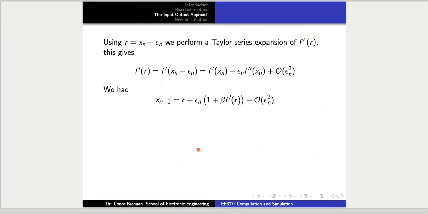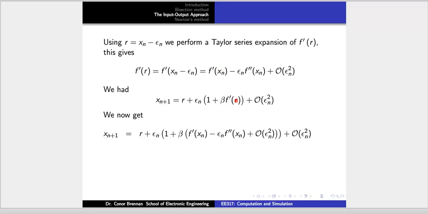Well now, how does this help us? A lot. Because this is what we had. Our new estimate, x n plus 1, was equal to the root that we wanted, plus the previous error multiplied by 1 plus beta f dash r. And we wanted to choose beta to make this really small. But we couldn't, because we had no information about f dash r. But now we can approximate f dash r in this fashion. We can throw this thing here.